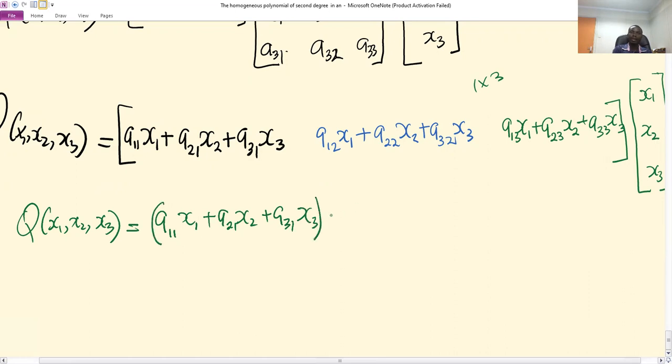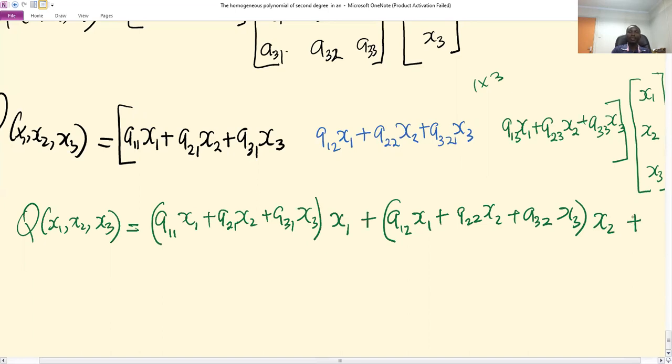This element you multiply by x1, plus a12 x1 plus a22 x2 plus a32 x3. This element you multiply by x2. And then because it's a 1 by 1 matrix, there's no need of writing the matrix notation back. That's why I'm just writing the equation. A13 x1 plus A23 x2 plus A33 x3. You multiply this by this element x3.